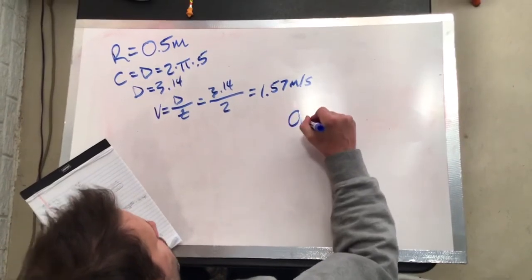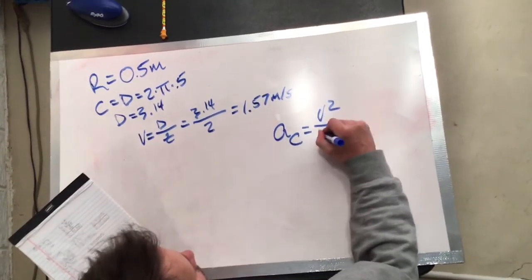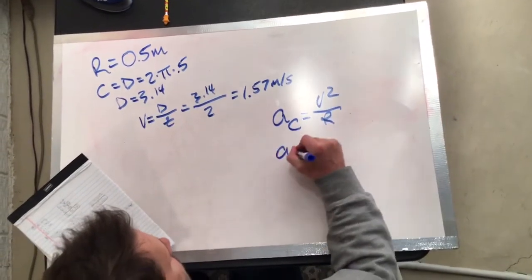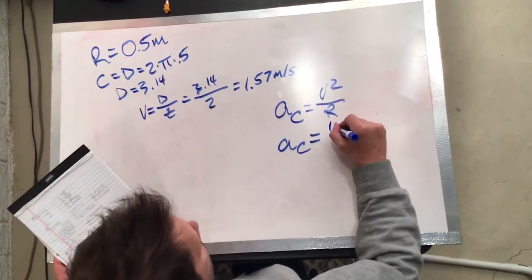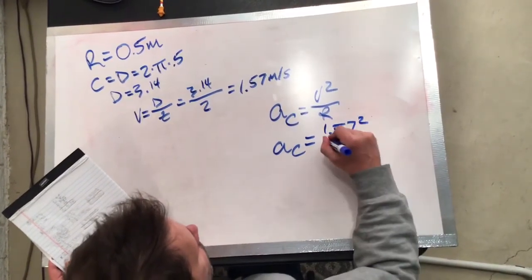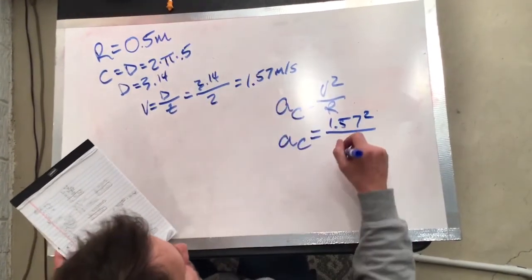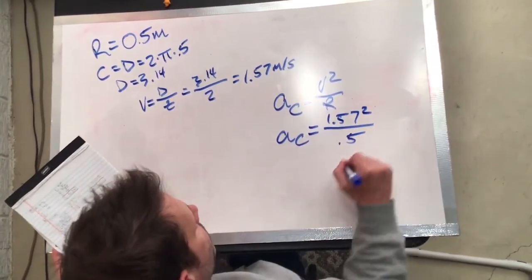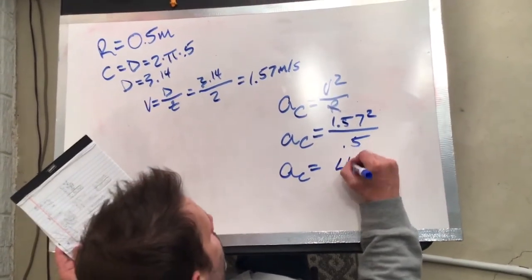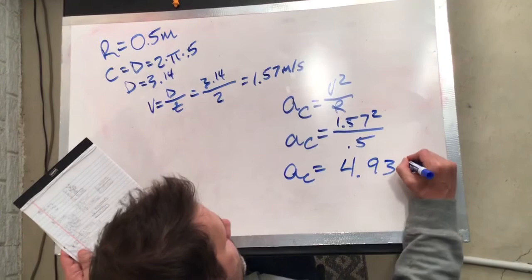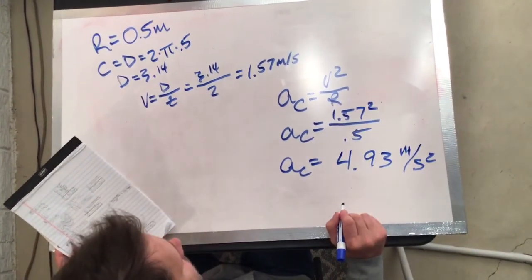Our formula for centrifugal acceleration is velocity squared over the radius. Centrifugal acceleration equals 1.57 squared over the radius, and our radius is 0.5 from up here, and that gives us a centrifugal acceleration of 4.93 meters per second squared. And that's all we got.